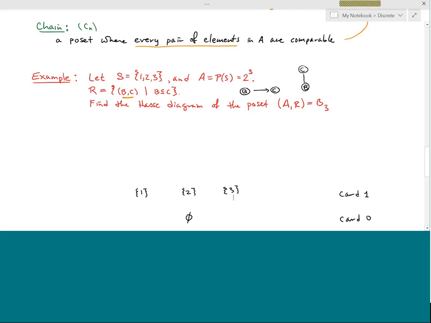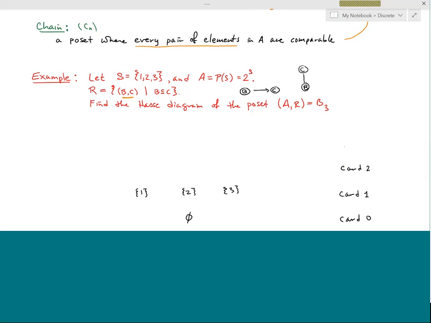However, if we look below this level of cardinality 1 subsets, is the empty set a subset of any of these 3 guys? What do you guys think? Is the empty set a subset of 1 or of 2 or of 3 as subsets? And hopefully you're all thinking to yourself, the empty set has no elements in it.